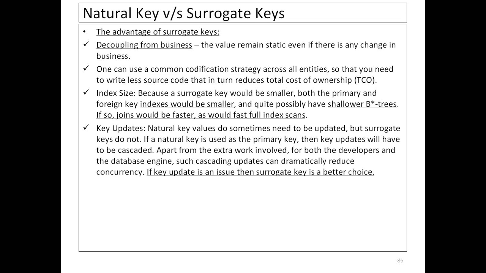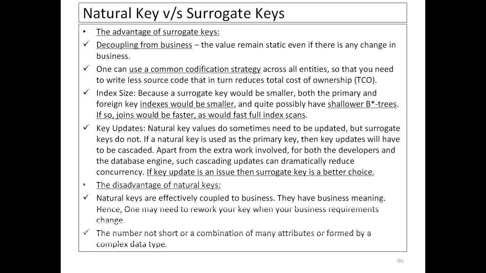That is the reason why we have referential integrity rules, which will help us cascade the changes from the primary key changes to the child table. Or it may even help us restrict the updation of primary key using the RI action. So if key update is an issue, surrogate key is a better choice.